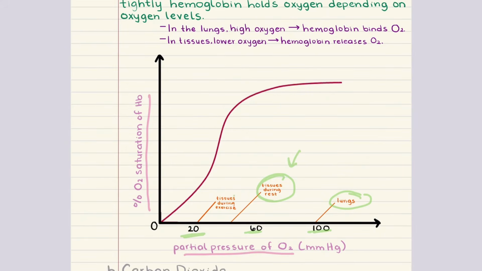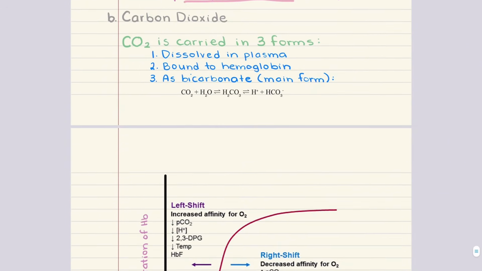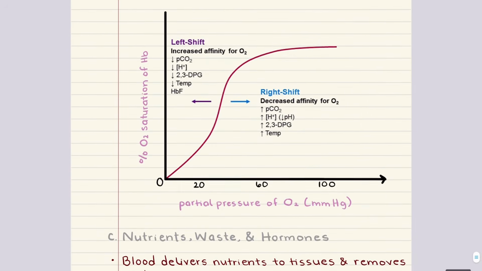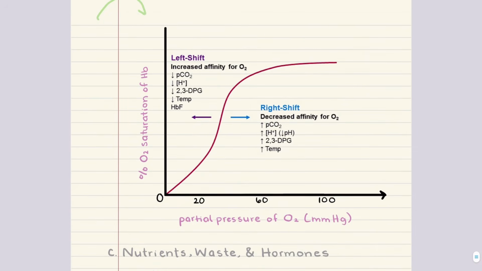You can even see from the curve that during exercise, when tissues are using more oxygen, the oxygen pressure drops even lower, and that causes hemoglobin to release oxygen more readily. And that's perfect because those active tissues need a constant supply of oxygen. Now let's talk about what influences this oxygen release. Hemoglobin's affinity for oxygen isn't fixed. It responds to the environment around it. This is where we introduce the Bohr effect.